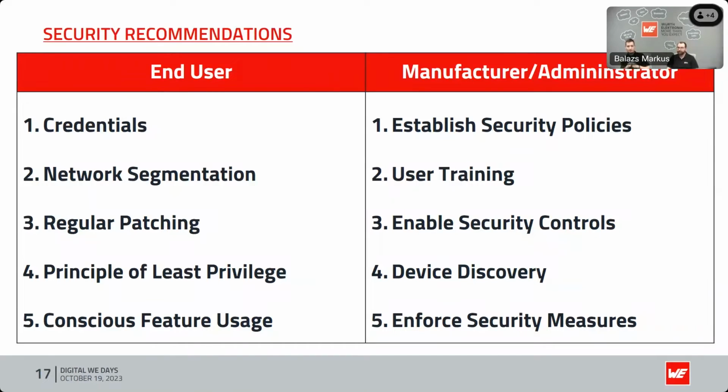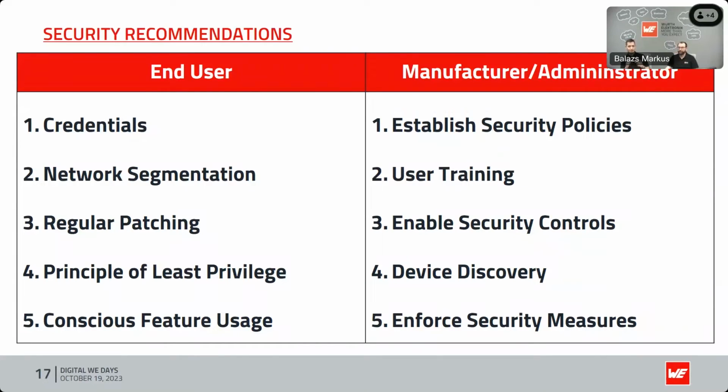Principle of least privilege means disable unnecessary features and permissions on IoT devices. Don't use extra features that you don't need or you are not actively using. You just turn them off, because they simply serve to increase the attack surface. So by deactivating them, you can reduce this attack surface. And conscious feature usage, as I mentioned, is basically similar to the previous point. What I want you to take away from this is we want to reduce the surface of attack to as small as possible.